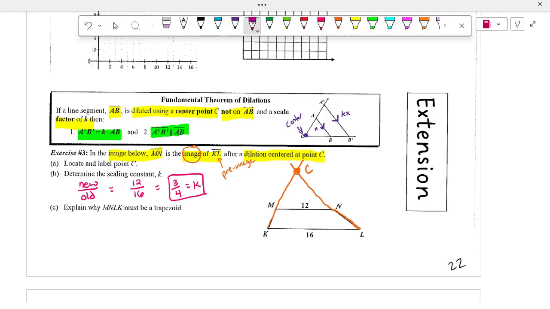Now, let's check ourselves really quickly to make sure we have the correct scale factor. So if you have it in your mind, check it. I'm going to do 16 over 1 times 3 over 4. How do I multiply fractions? Straight across. 16 times 3 is 48. 1 times 4 is 4. What's 48 divided by 4? 12. So we get our new length. So we have the correct scale factor.